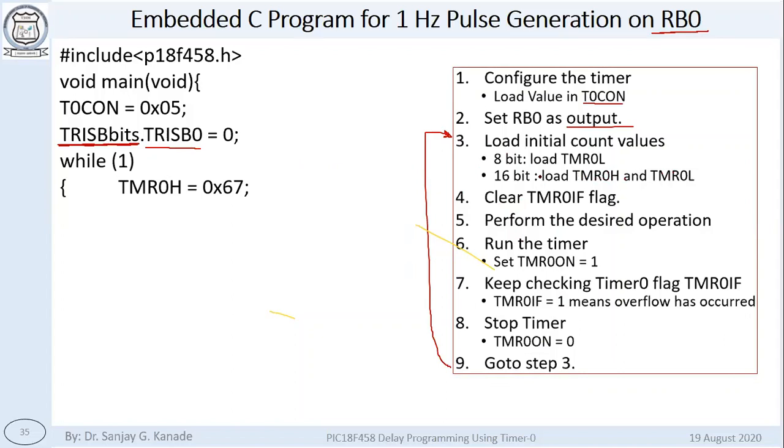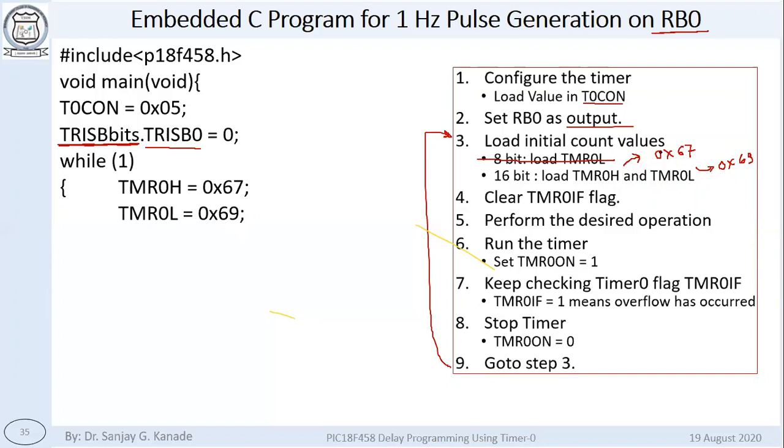Then we are loading these values. As per our calculations, we are going to use the 16-bit timer. TMR0H is 0x67 and TMR0L is 0x69, right? As per our calculations shown on some previous slides. So TMR0H is 0x67, TMR0L is 0x69. We are just assigning these values. This is what we mean by loading the initial count values into TMR0H and TMR0L.